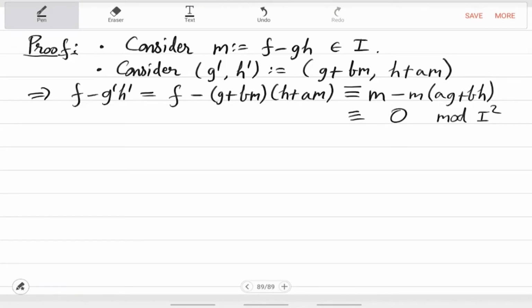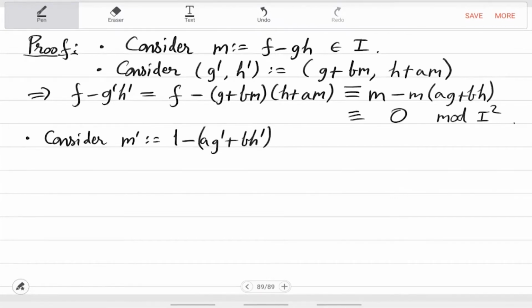Next thing to show is why these g prime, h prime are pseudo coprime. So we have to give a prime, b prime. Yeah, so that again you can reverse engineer. I'll just give you the expression. So that will be, now you consider m prime to be 1 minus ag prime plus bh prime.